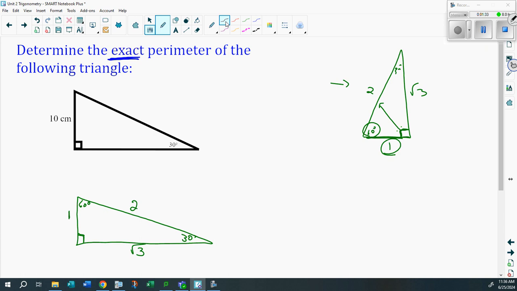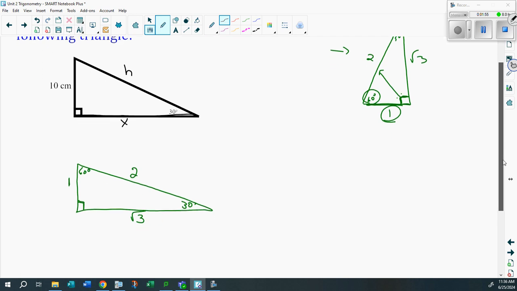In order to do the perimeter, you have to know what all the sides are, and it wants exact. So no decimals. Don't throw me decimals on there. This is all going to be with radicals and stuff. Real easy. Watch how to do this. This side here, let's call it our x. This side here, well, it's a hypotenuse, so let's call it h. Okay, one side at a time.